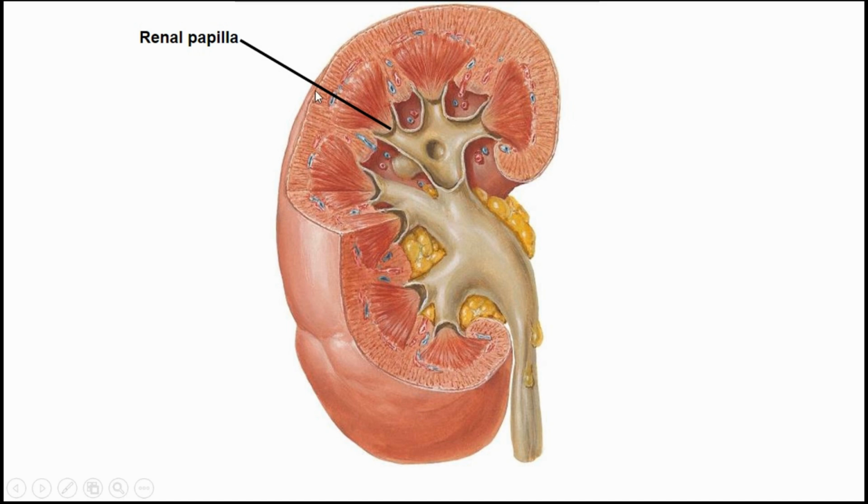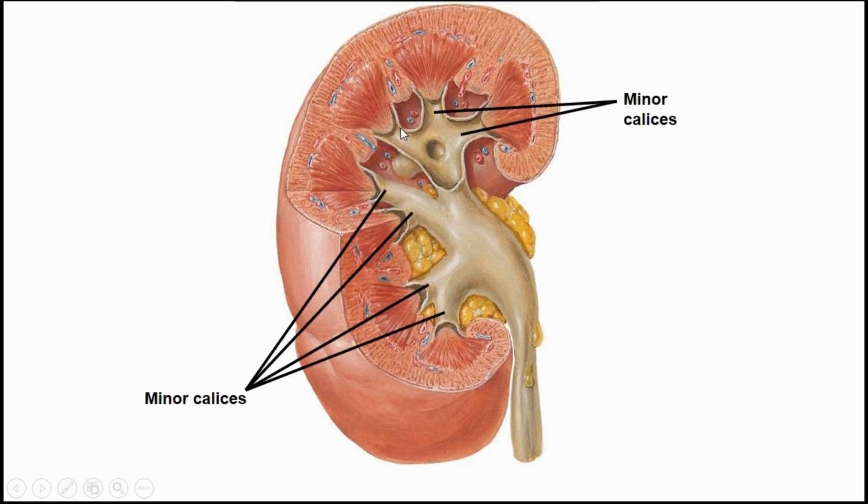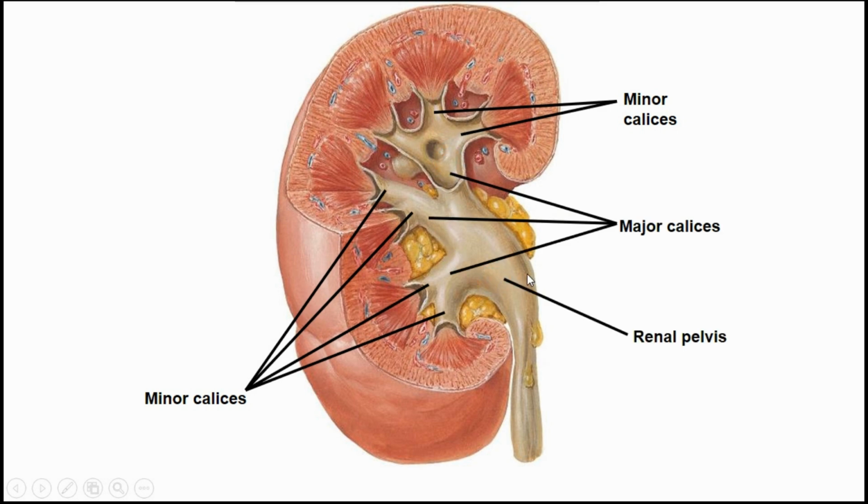Long story short, we have a cortex on the outside where the glomeruli are. Then we have the medullary pyramids here where the collection apparatus all comes together, and we have the urine released from the medulla at the renal papilla, this little bump here. The urine then goes into a minor calyx, and several minor calyces will fuse to create major calyces. And then the major calyces fuse to create the renal pelvis.